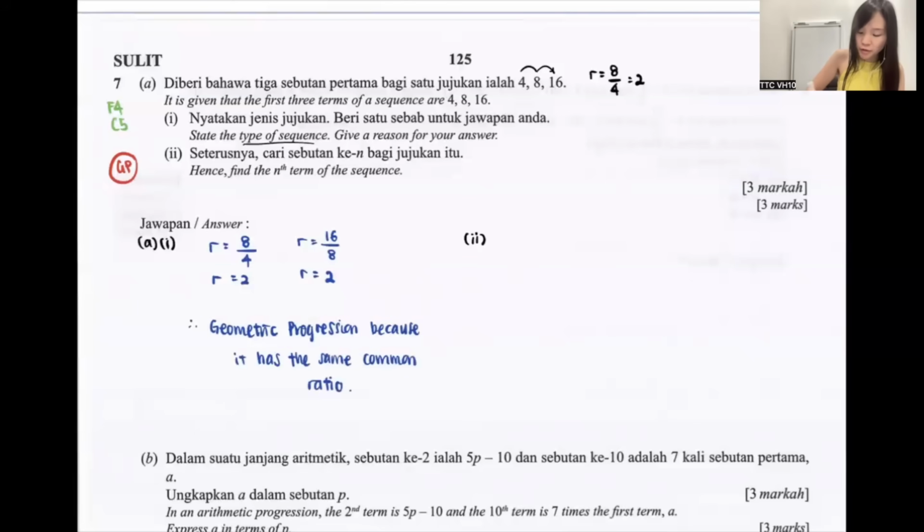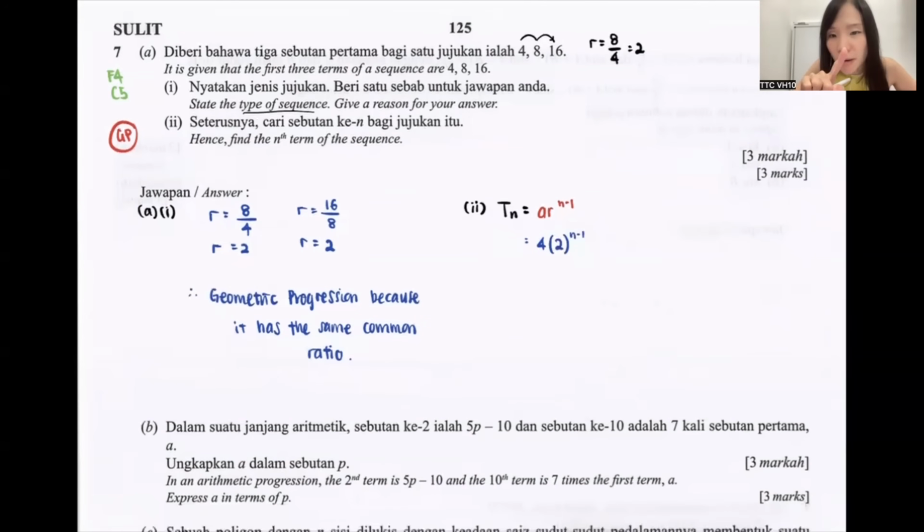Let's move on. A2. A2, they say what? Hence, find the nth term of the sequence. Nth term is called T. Fifth term is called T5. Seventh term is called T7. Nth term is called Tn. So I'm doing what? GP. Please use the GP Tn formula. So what's my A now? My A is 4. What's my R? My R is 2. Power n minus 1. A lot of my students exactly stop here. You cannot stop here, my dear. Your answer must always be written in the simplest form.